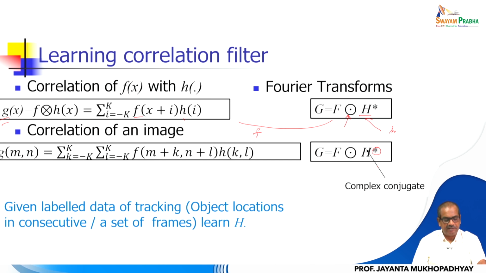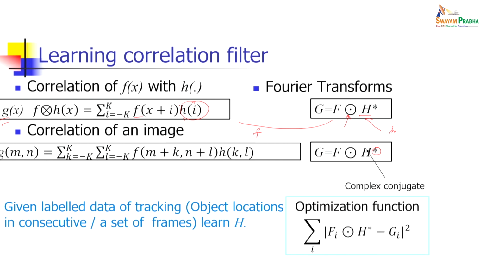So your problem is that if I give you the labeled data of tracking, so object locations in consecutive frames or a set of frames, you have to learn H. So what is the optimal representation? This is acting like a weight, giving something like an appearance model, as we discussed earlier. So your optimization function should be to compute that H which will minimize the square of this error for every observation i.